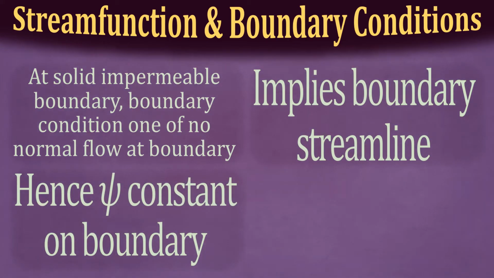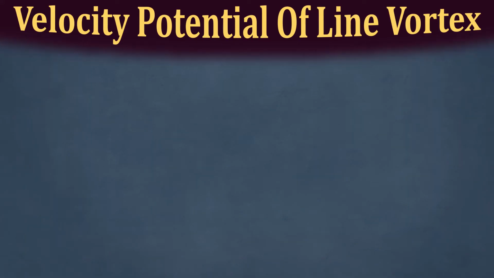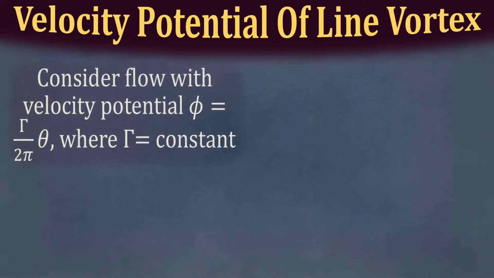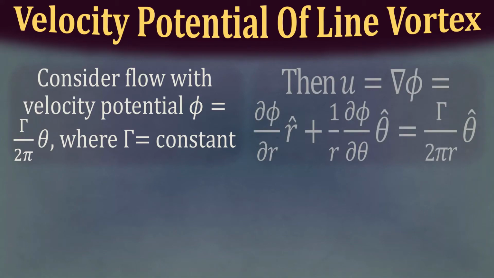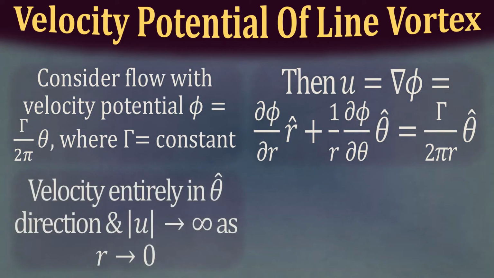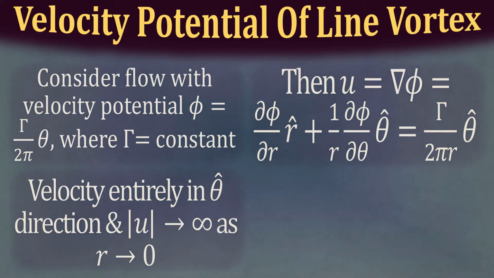Now, let's move on to discussing the velocity potential of a line vortex. Consider a flow with velocity potential phi equal to gamma over 2 pi theta, where gamma is a constant. Then u is equal to grad phi, which is equal to the partial derivative of phi with respect to r times r hat, plus 1 over r times the partial derivative of phi with respect to theta times theta hat, which is equal to gamma over 2 pi r theta hat. Hence, the velocity is entirely in the theta hat direction, and the modulus of u tends to infinity as r tends to 0. The components of velocity are u_r equals 0 and u_theta is equal to gamma over 2 pi r.